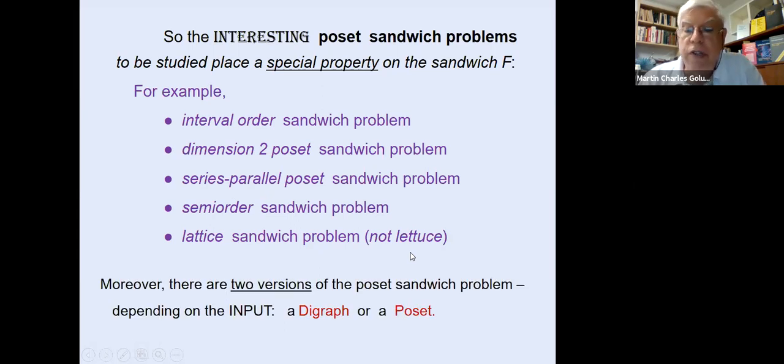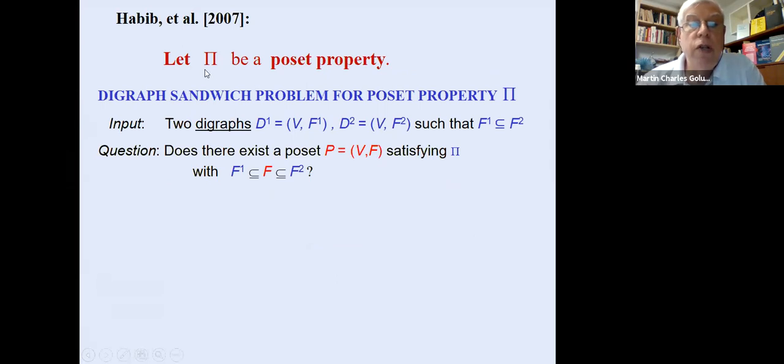Moreover, there are two versions of the Poset sandwich problem, depending on whether your input is a digraph or a Poset. So here is the version for a Poset property. Let pi be a Poset property. The digraph sandwich problem for a Poset property is, given your mandatory arcs and your larger set with the optional arcs, does there exist a Poset sandwiched between them, satisfying the Poset property pi?